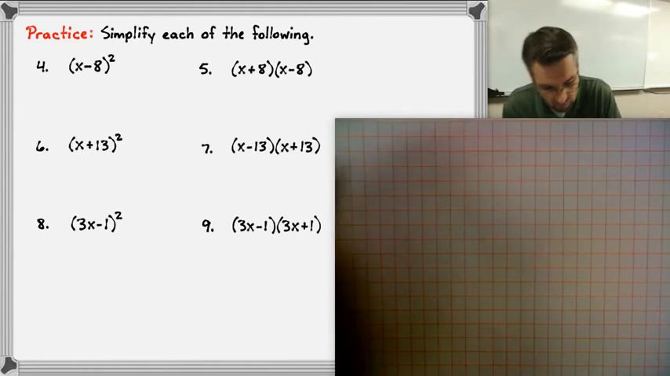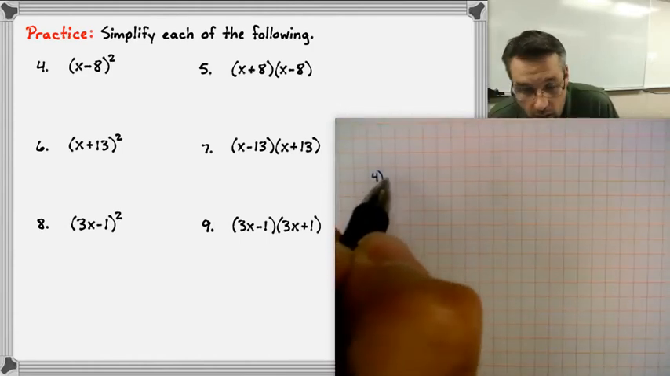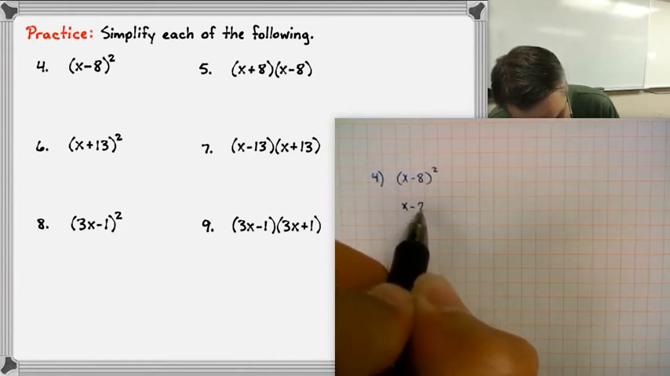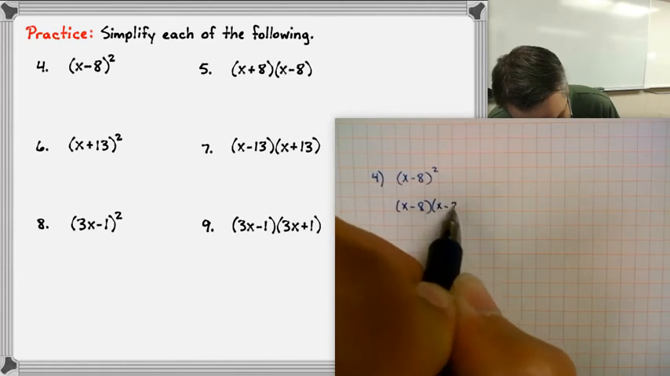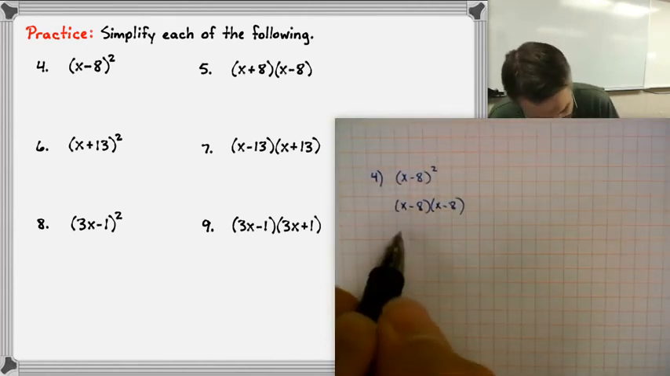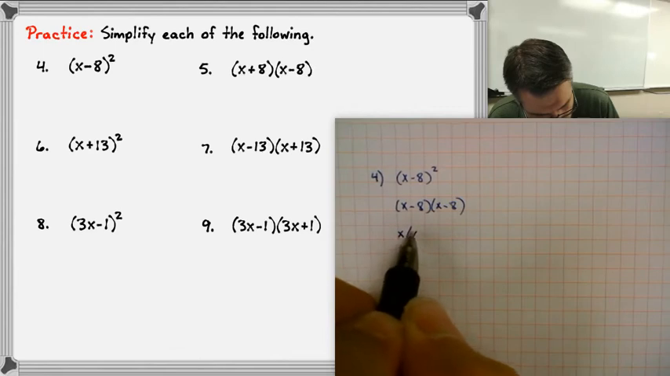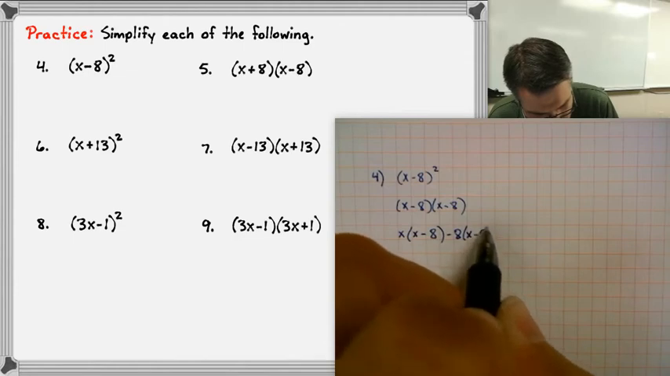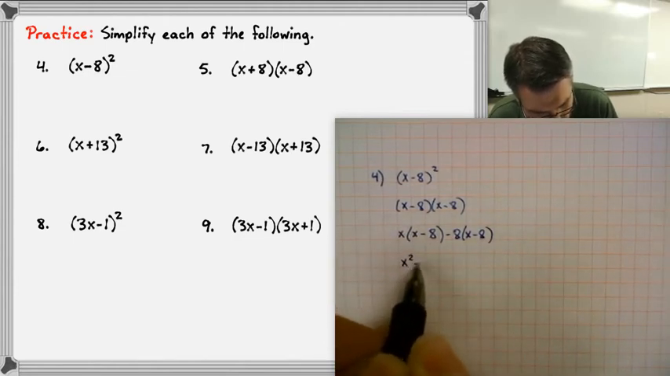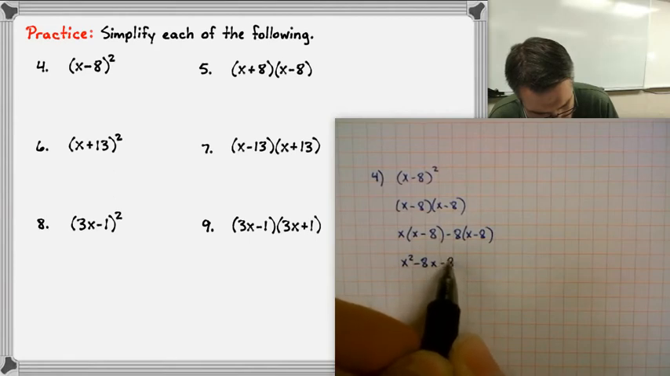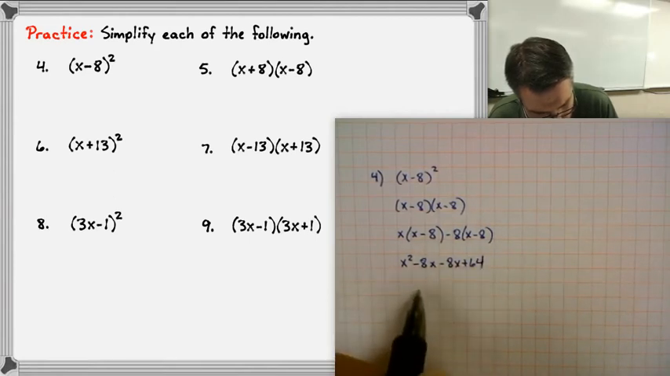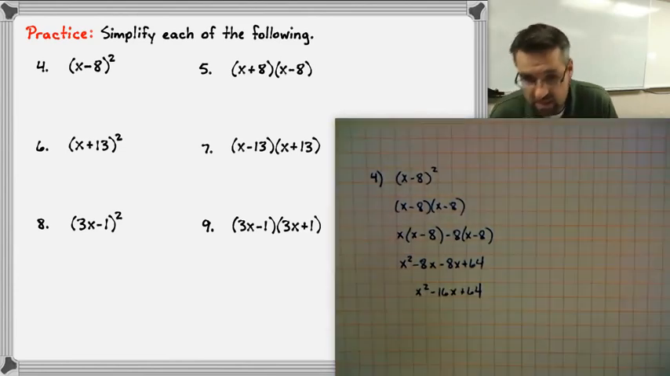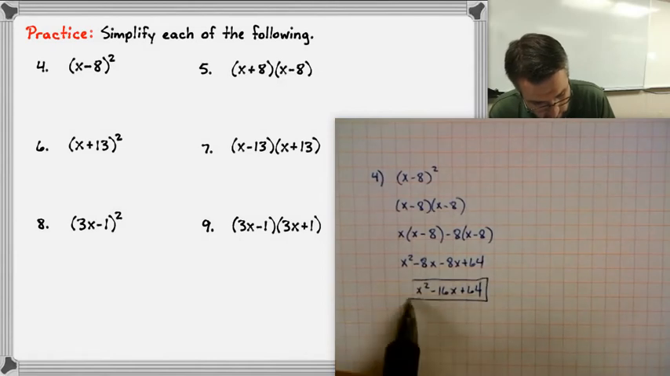All right, for number 4, we have x minus 8 squared. So did you expand that? Did you say x minus 8 times x minus 8? And if you did, then you're on the right track. From here, we will rewrite that. So it'll say x times x minus 8 minus 8 times x minus 8. And then we'll distribute those. So we end up with x squared minus 8x, and then minus 8x plus 64. Then we'll combine our like terms, and we end up with x squared minus 16x plus 64. And so that is our answer for number 4.